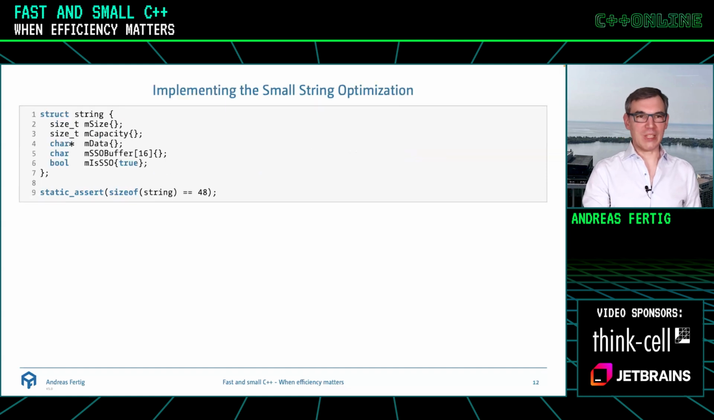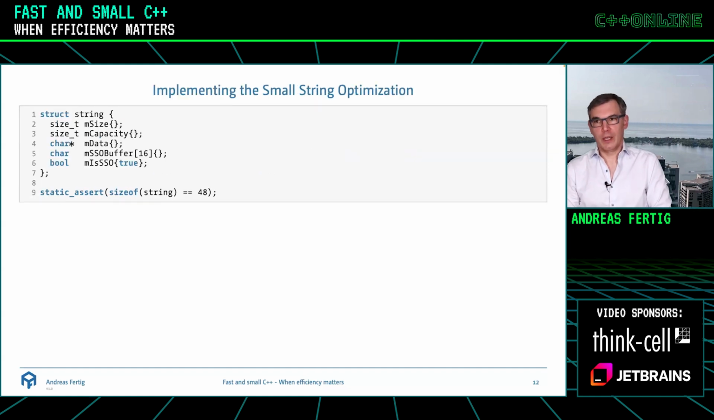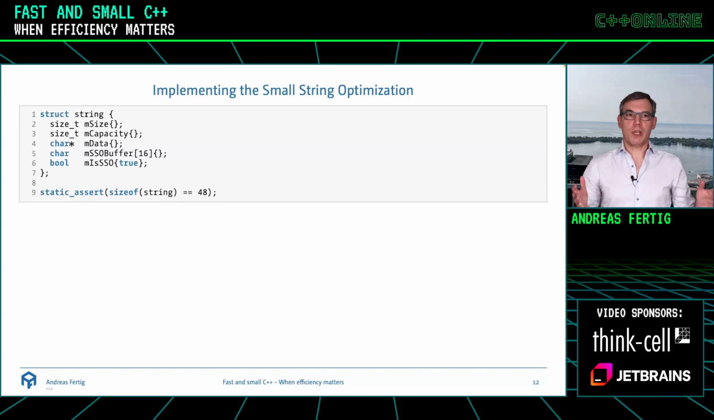Well, remaining in the standard library, std::string. It's such a great data structure. Nearly every one of my customers has their own implementation of a std::string. So it's worth looking into how the standard library does things and how clever they are. And for the std::string, you might already have heard of that. It comes with a so-called small string optimization, SSO.